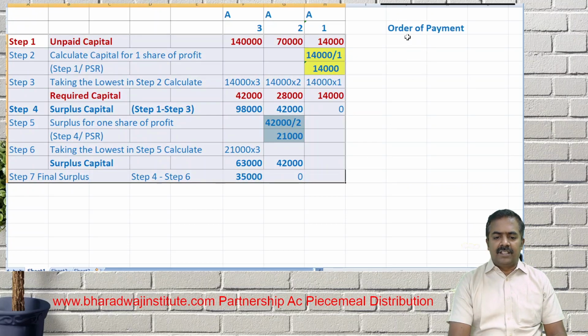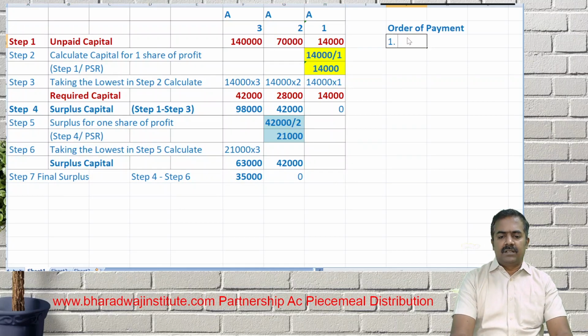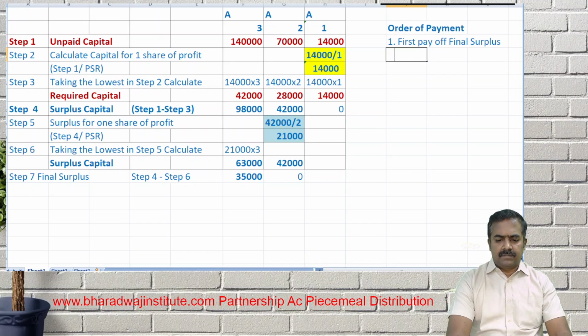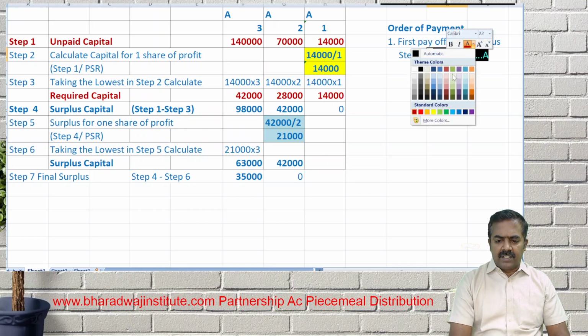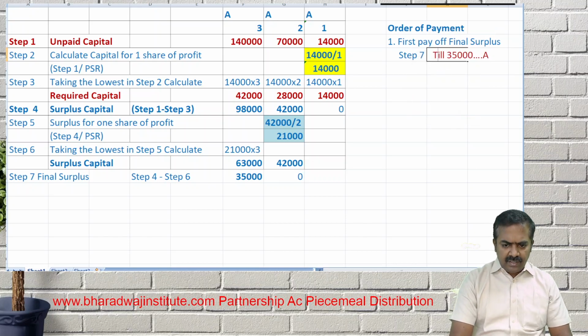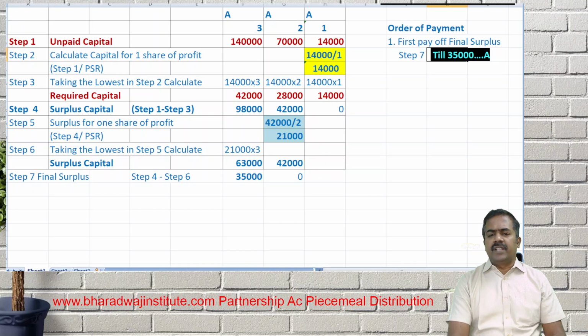After applying all the steps, then order of payment. Number one: first pay off the final surplus, in step 7. In this example, how much? Till rupees 35,000, it will be paid to whom? A only. Till you get 35,000 amount available to partners, it will be paid only to A.